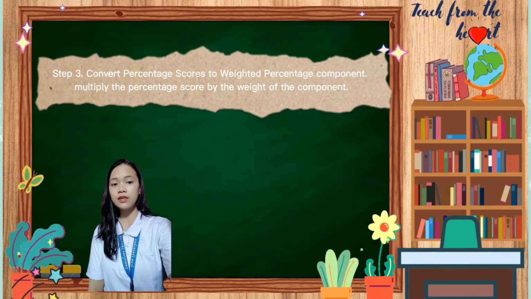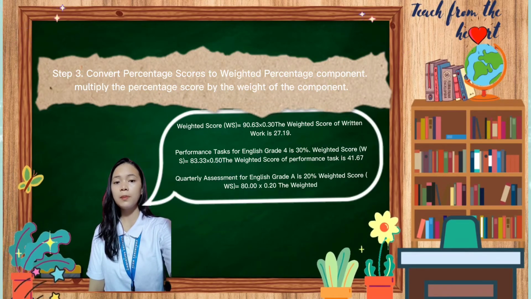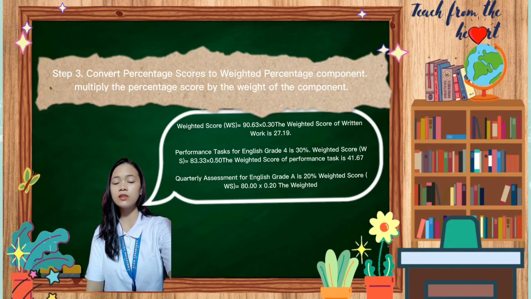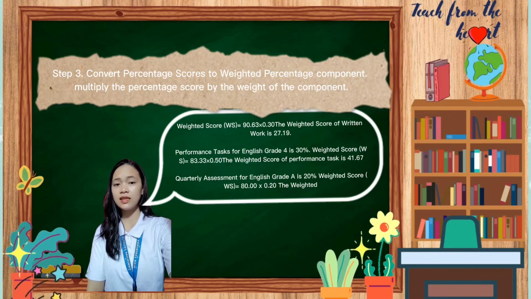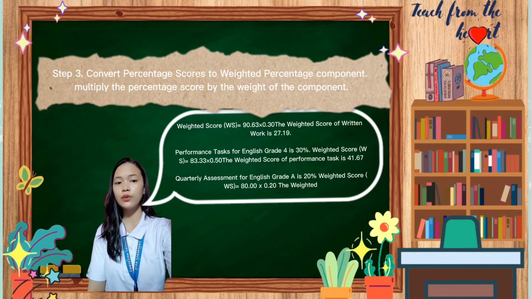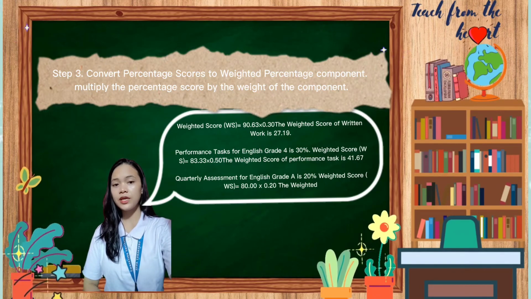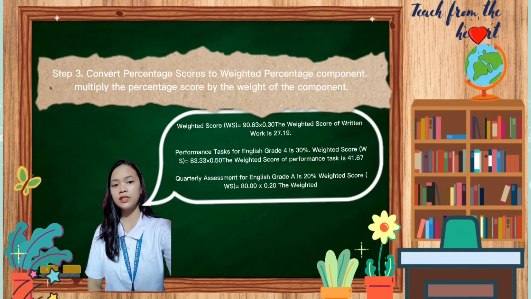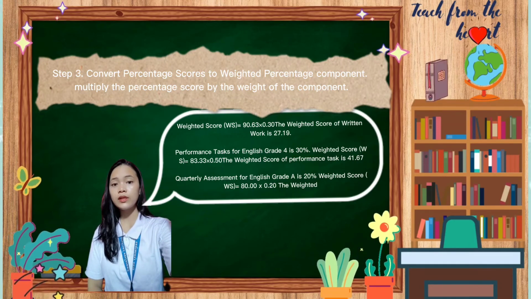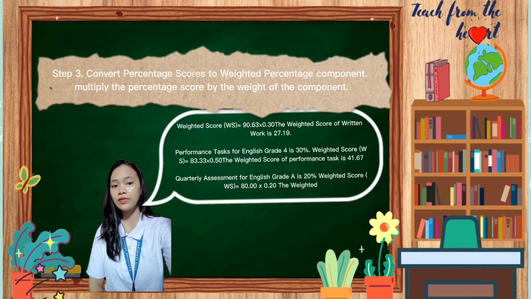Convert percentage scores to weighted percentage component. Multiply percentage score by the weight of the components. So 90.63 times 0.30. The weighted score of written work is 27.19. Performance task for English grade 4 is 50%. Weighted score is 83.33 times 0.50.